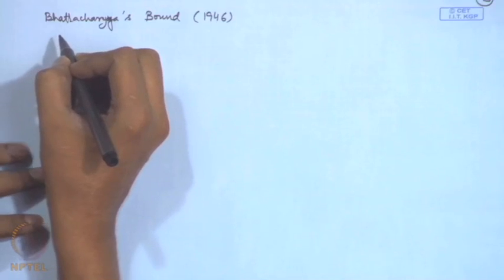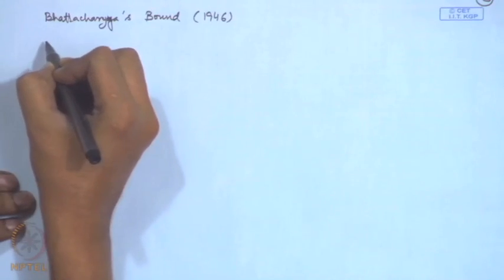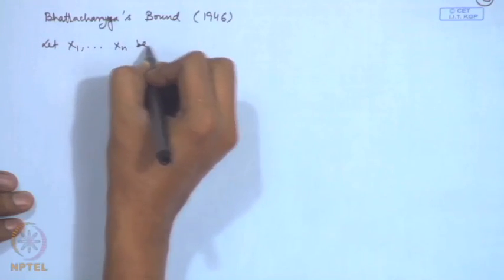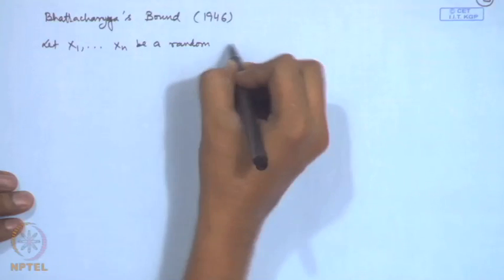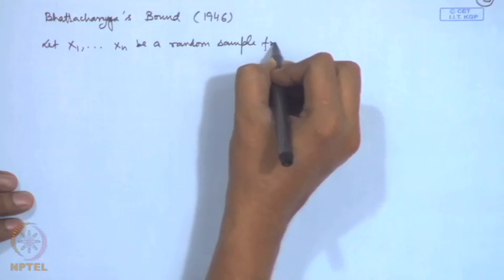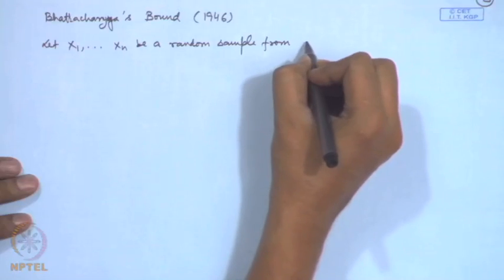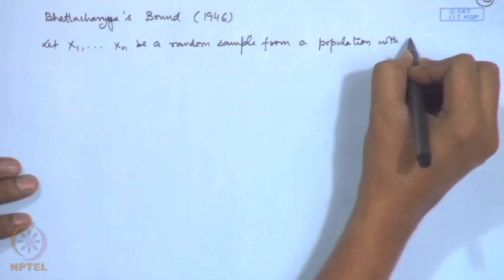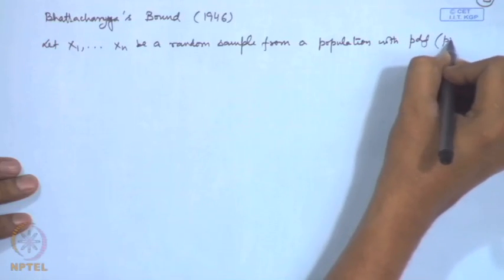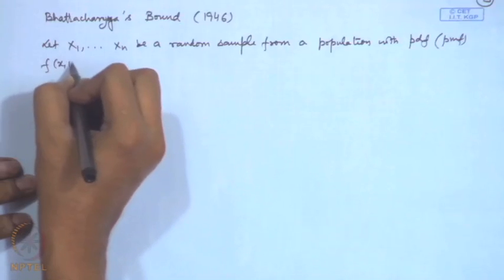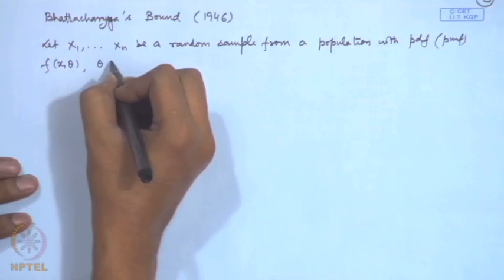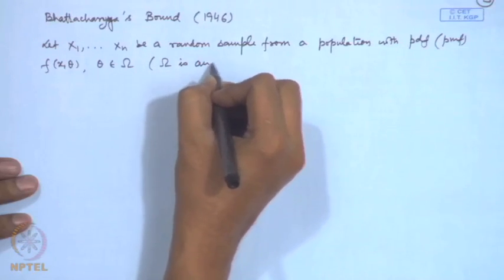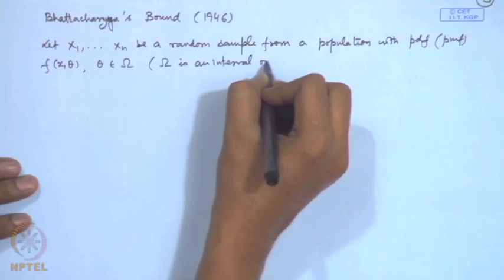So, once again, as in the Rao-Cramér lower bound, let us consider the regularity conditions in the same way. We have a random sample, let X1, X2, ..., Xn be a random sample from a population. Now, again it may have a probability density function or probability mass function, say f(x, theta), theta belonging to Omega, where Omega is an interval on the real line.